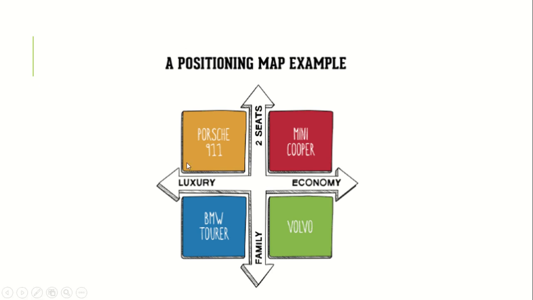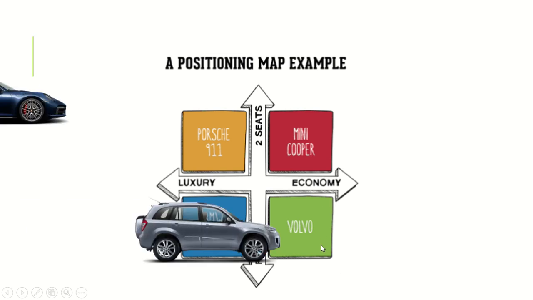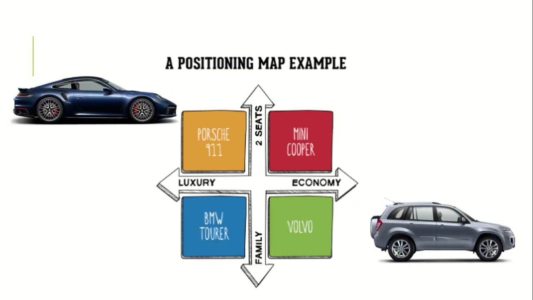Okay, that have maybe got more money, they can maybe afford that. We've got BMW, okay, maybe your family and luxury, a bit of both. Or we've just got economy down here. Okay, for example, these two cars, Porsche 911 and your standard economy family car, okay, targeted to very different people.